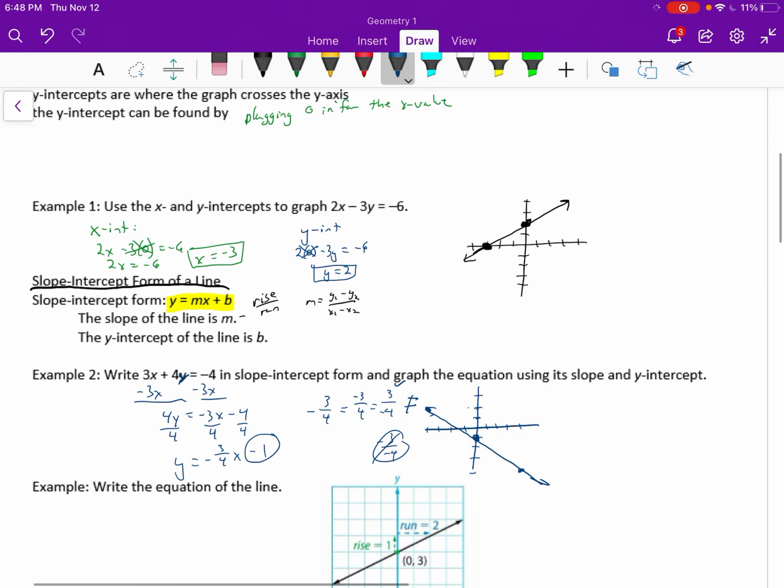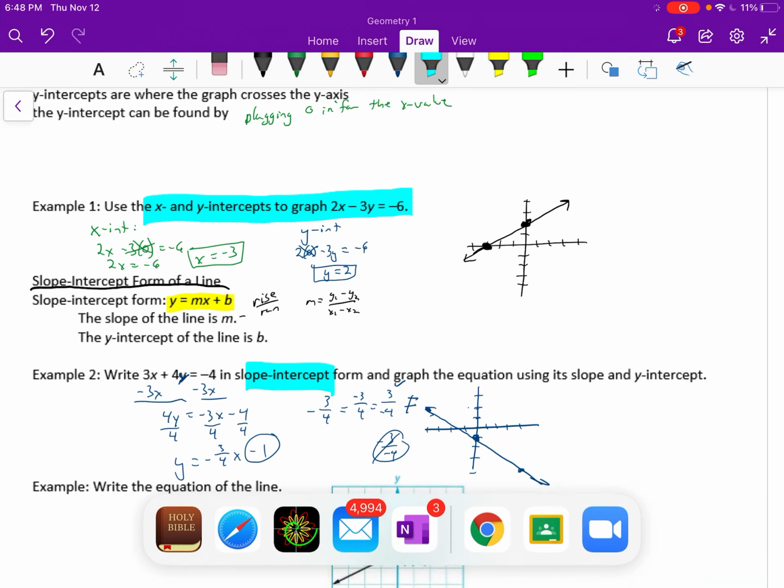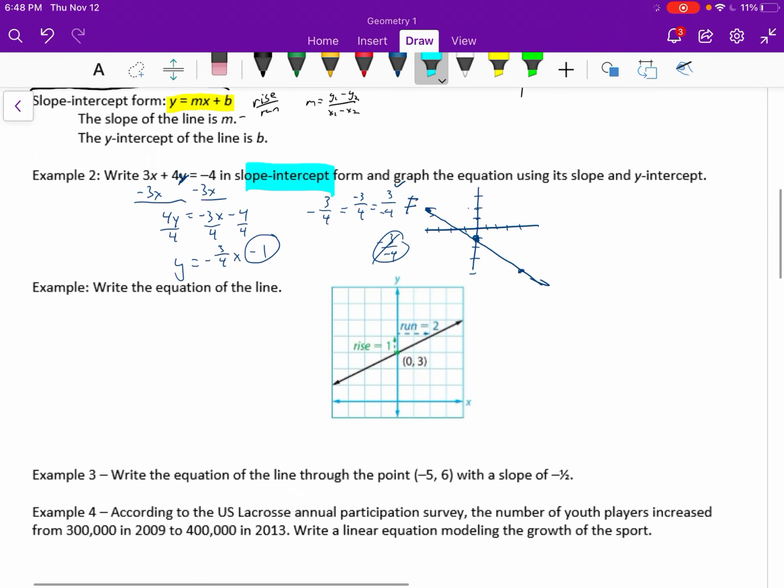So we can graph lines. We can use x or y intercepts to help us graph, or we can use slope-intercept form to help us graph. And now we're going to write equations of lines.